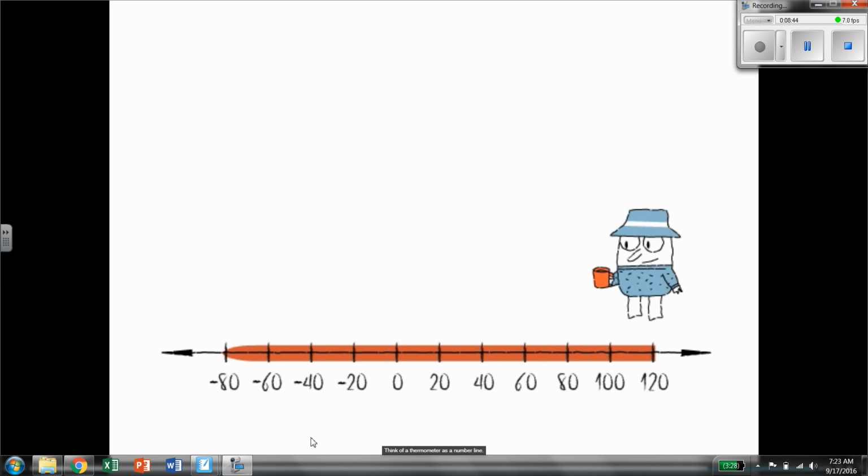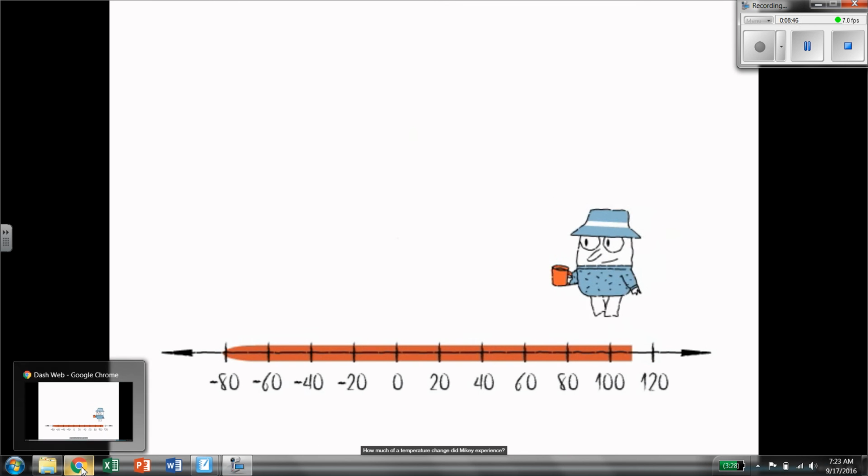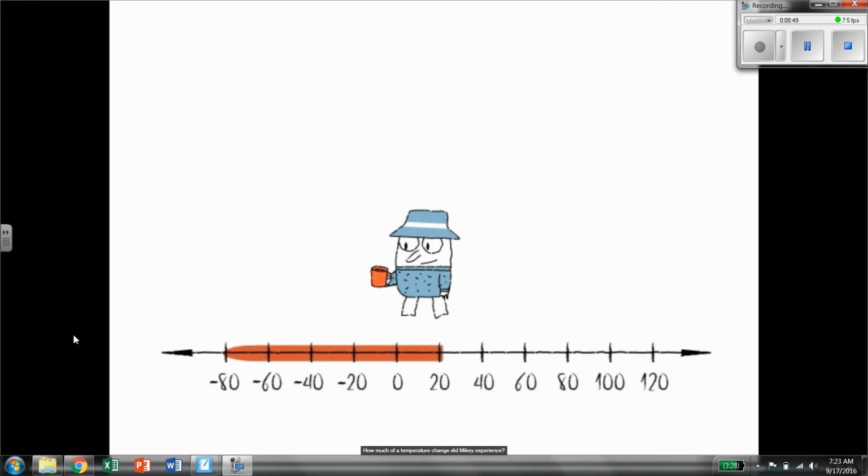Think of a thermometer as a number line. How much of a temperature change did Mikey experience?